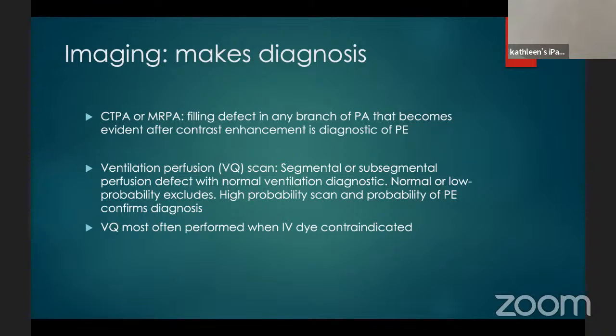VQ scan reports are either normal or low probability, intermediate probability, or high probability. Intermediate probability is not useful, and further testing should be done. But a high probability scan essentially confirms the diagnosis.